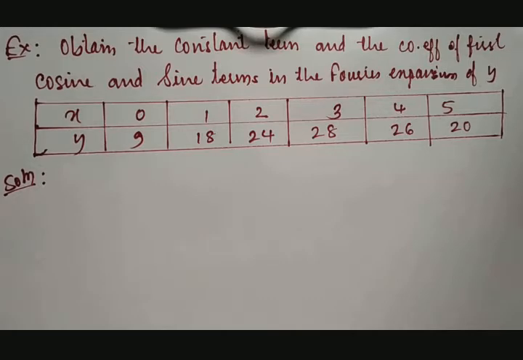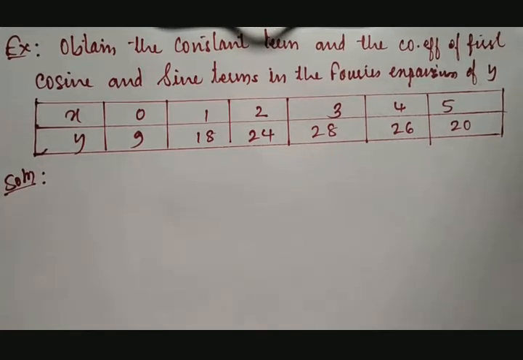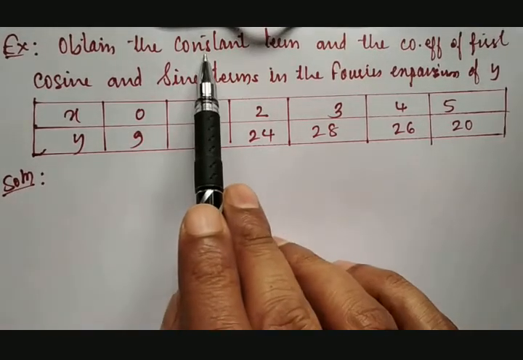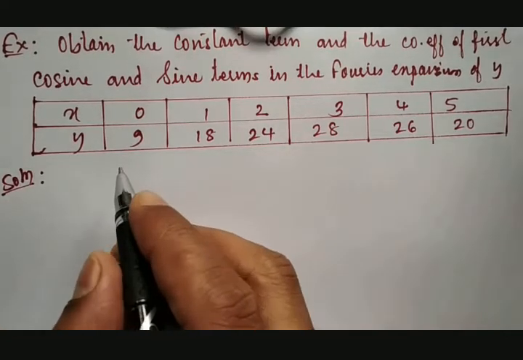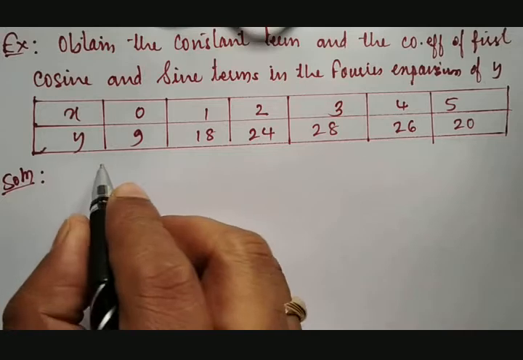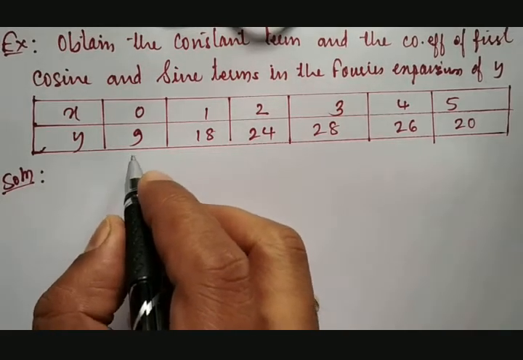Now we are going to discuss an example of a practical harmonic analysis where the Fourier series comes with arbitrary interval, and we need to calculate the constant term and the coefficient of first cosine and sine terms. Let us understand what is the meaning of coefficient of first cosine and sine term. Before that, we will try to see where my x lies.